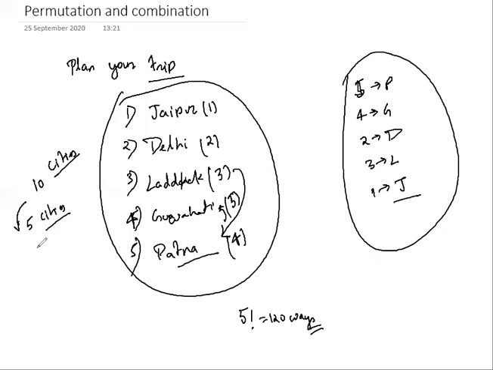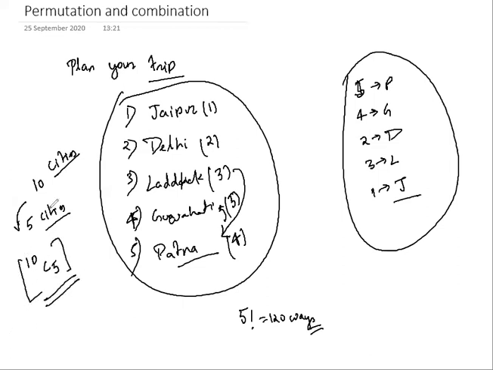Because I'm just picking 5 cities, I don't have to do with the order. No, Yashika, I'm just picking 5 cities. I'm not making the schedule, I'm not making the trip plan. I'm just selecting 5 cities. So in this case, it is combination. It is 10C5.